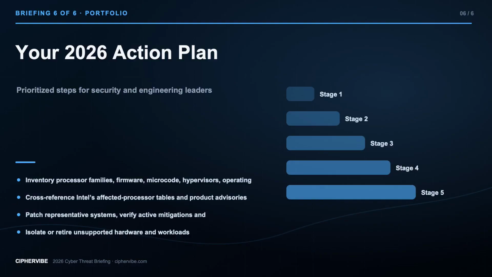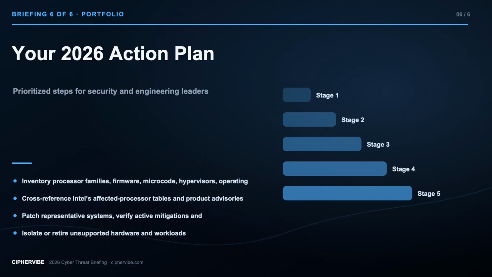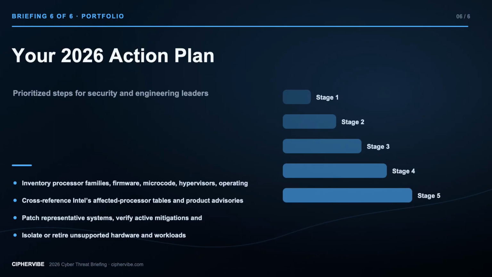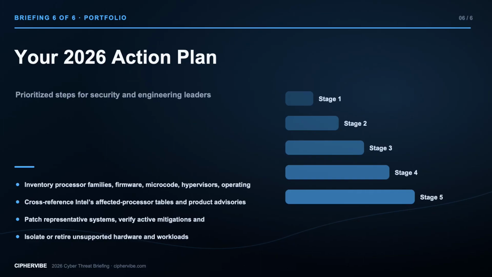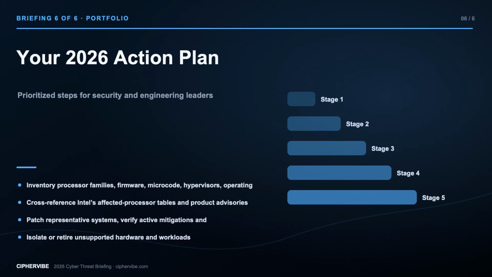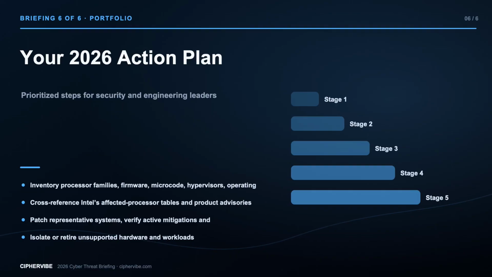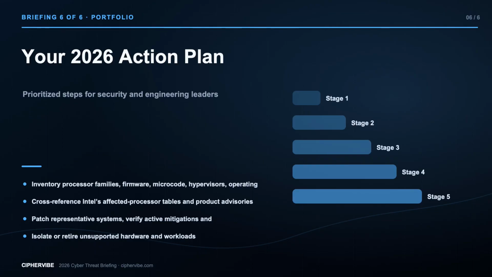Turn this briefing into an action plan. First, inventory processor families, firmware, microcode, hypervisors, operating systems, and confidential computing use. Second, cross-reference Intel's affected processor tables and product advisories against the actual fleet. Third, patch representative systems, verify active mitigations and attestation state, and measure performance before broad rollout.